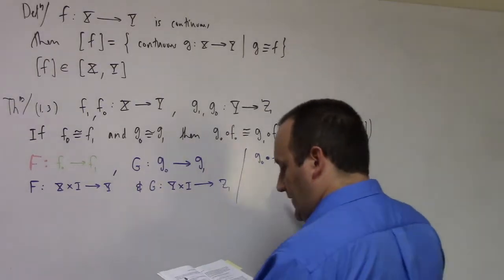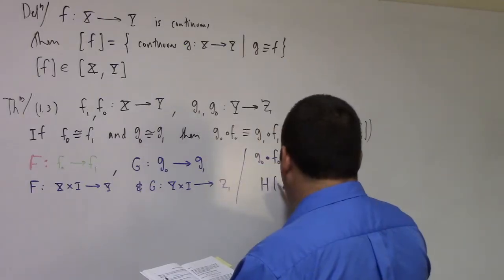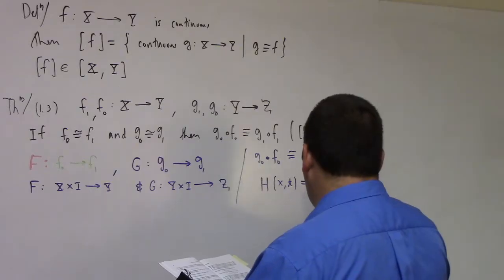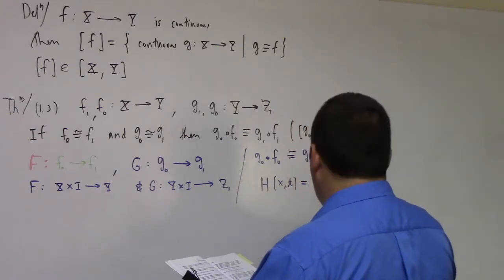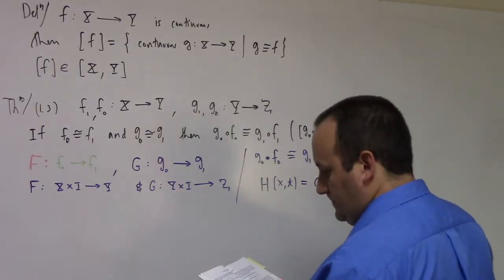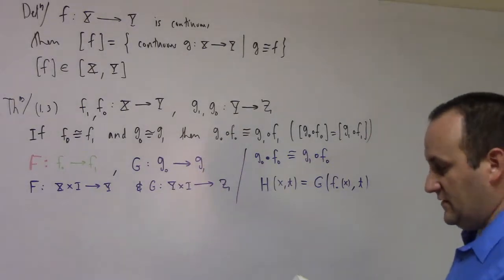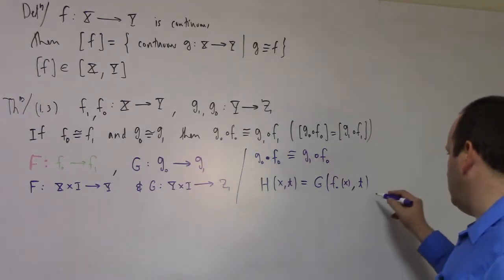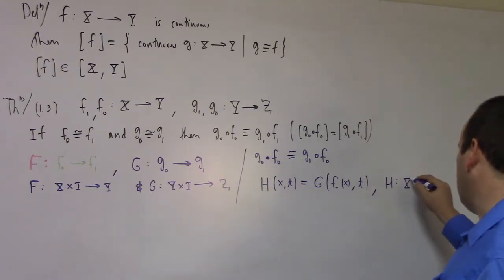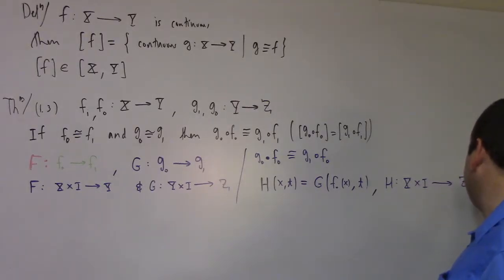He constructs the following homotopy, H of x comma t, equal to G of F naught of x comma t. Now, is H continuous? First of all, H is certainly in the right kind of thing, right? It's X cross I to Z. Is that clear from the formula?